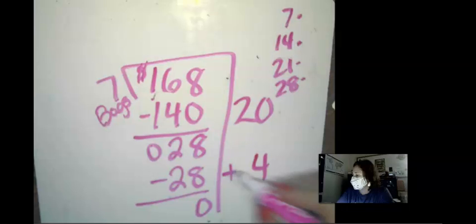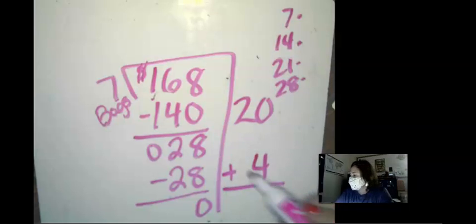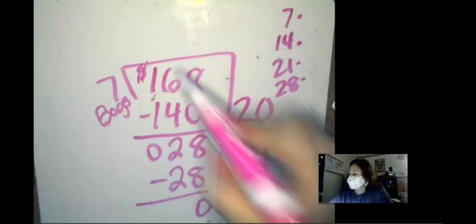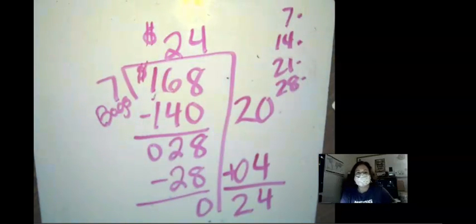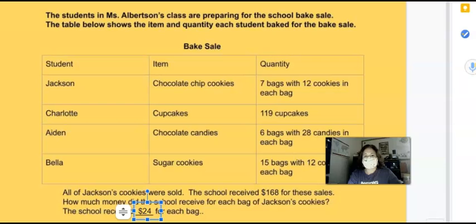Now we're just going to add up the numbers on the right. 20 plus 4, that's easy enough. 24. So they made $24 off of each bag of his cookies. The school received $24 for each bag of Jackson's chocolate chip cookies.